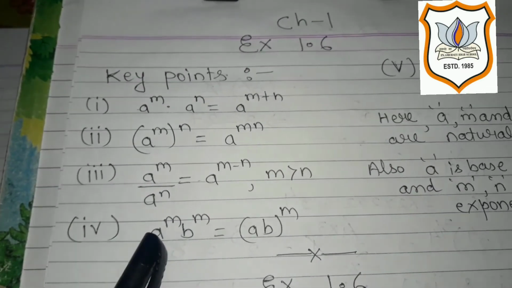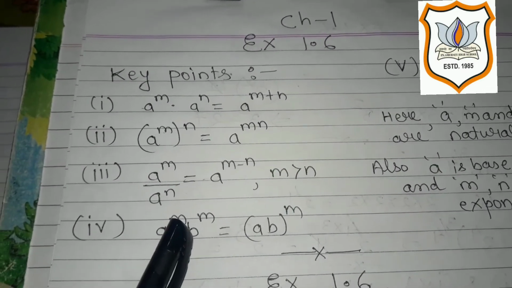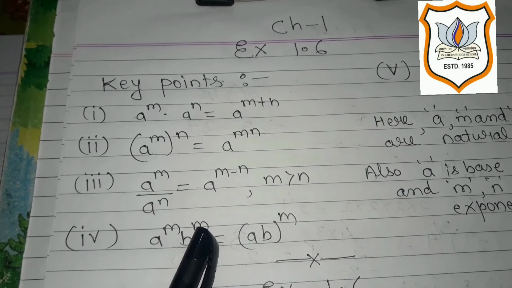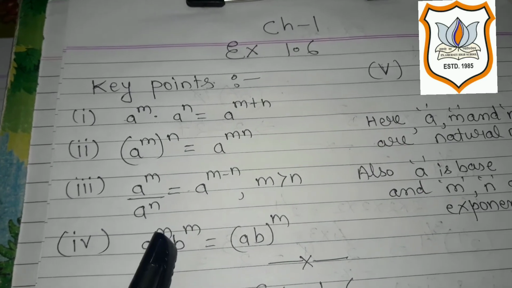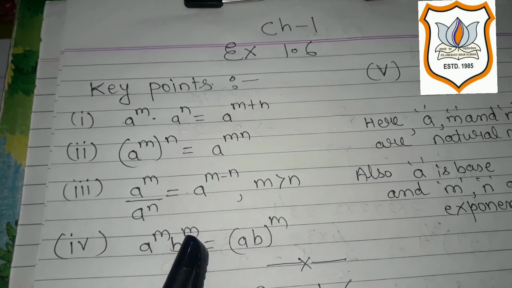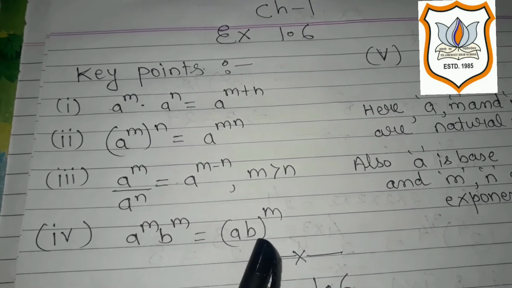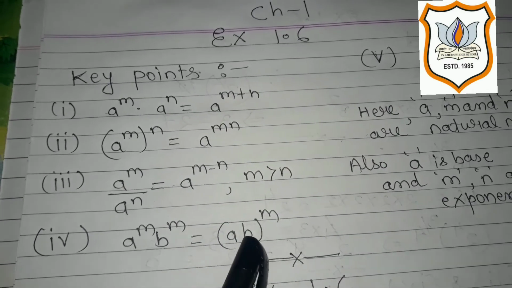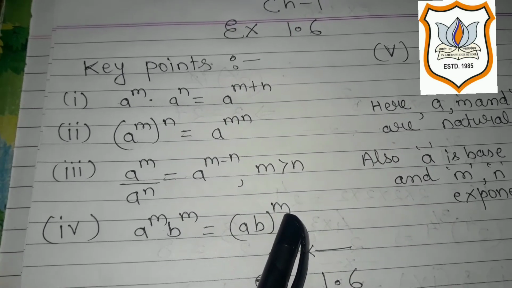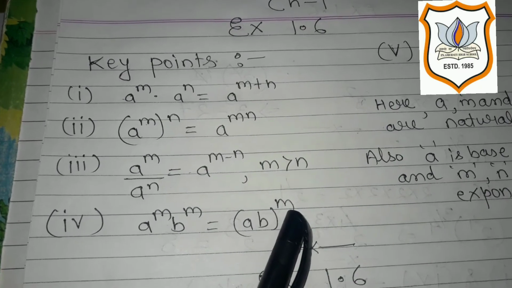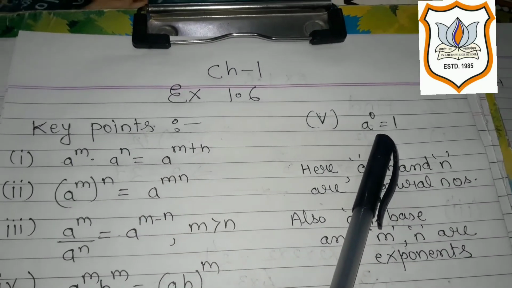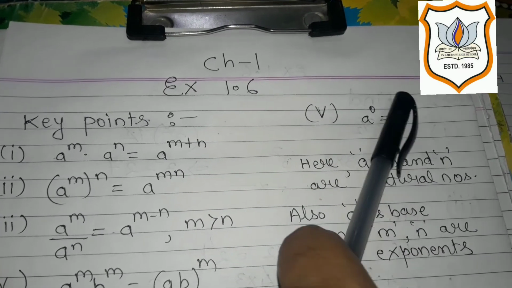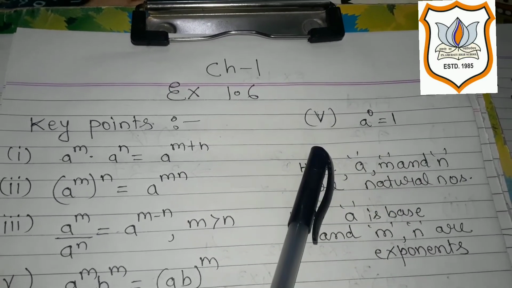Then the last one is a to the power m, b to the power m. Here bases are different but powers are same. In this category, the answer will be ab to the power m in common. And if your answer is a to the power 0 only, any base to the power 0, we will get the answer 1.